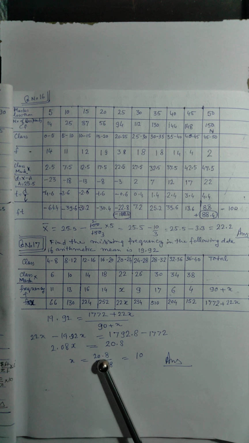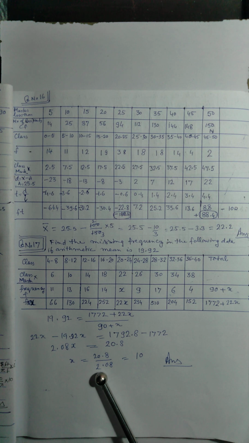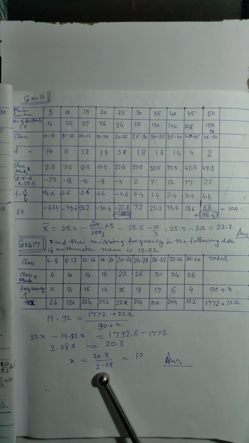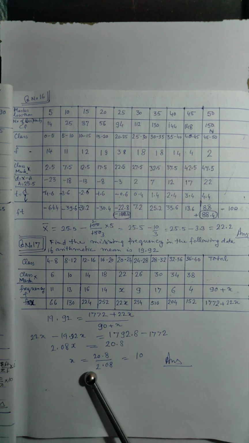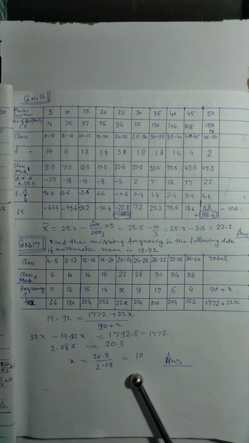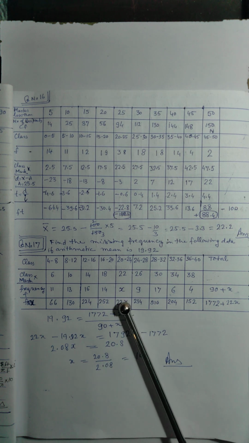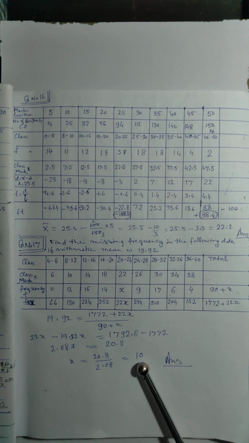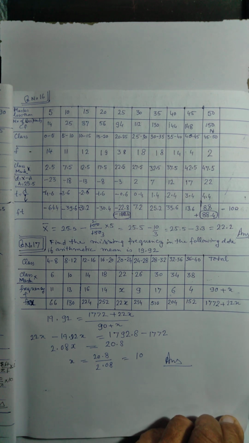You remove the decimal. In order to remove it, you see, here it is 1 digit, here 2 digits. So you have to multiply by 10. 208 and 208 will be cancelled, only 10 will be left. So 10 will be the value of x, meaning the missing frequency is 10. The value of x will be 10, and this will be the answer of question number 17.